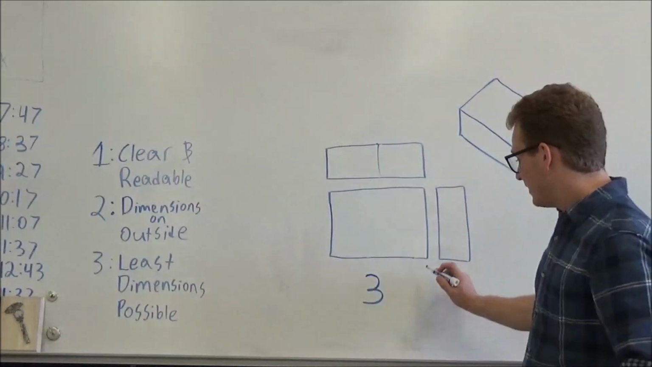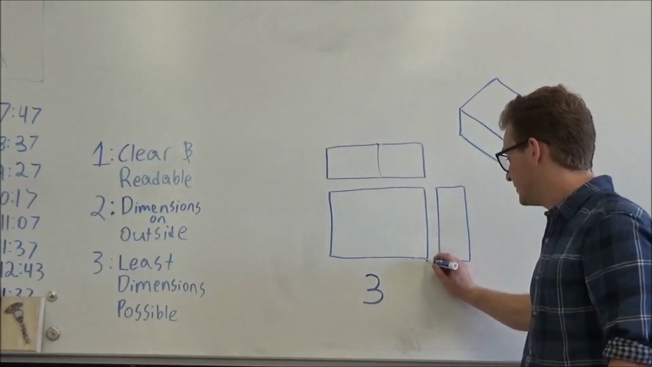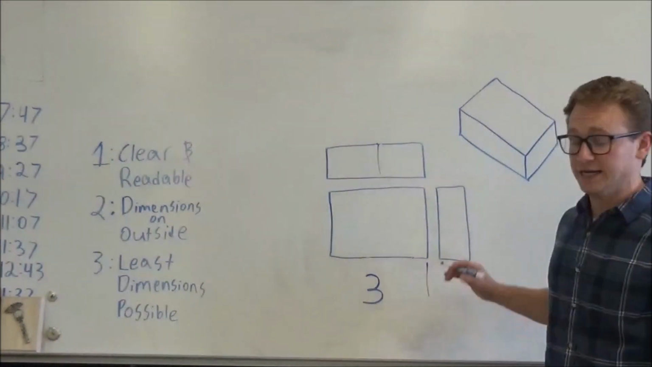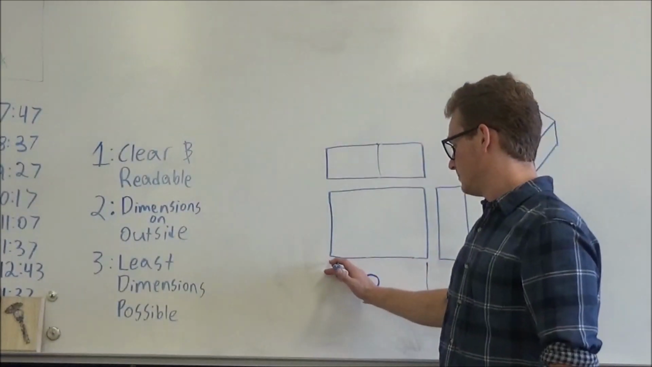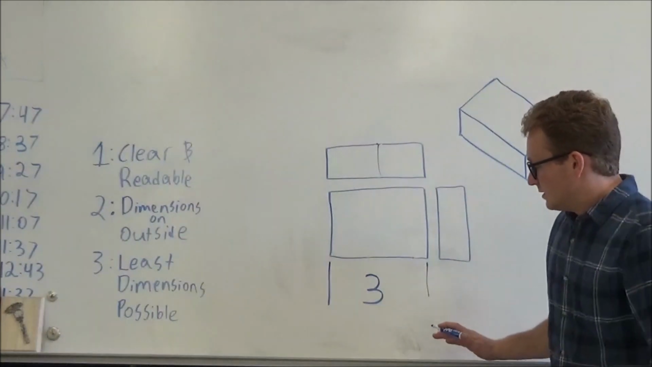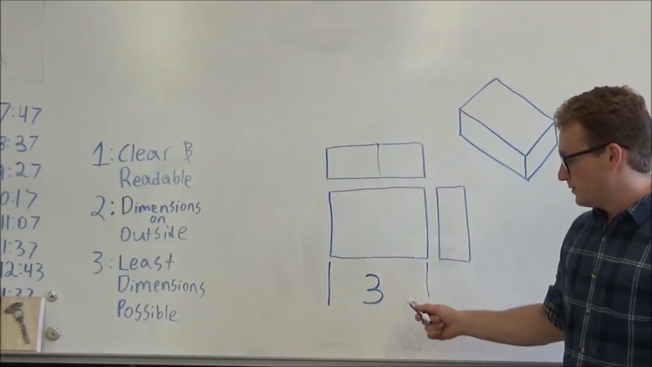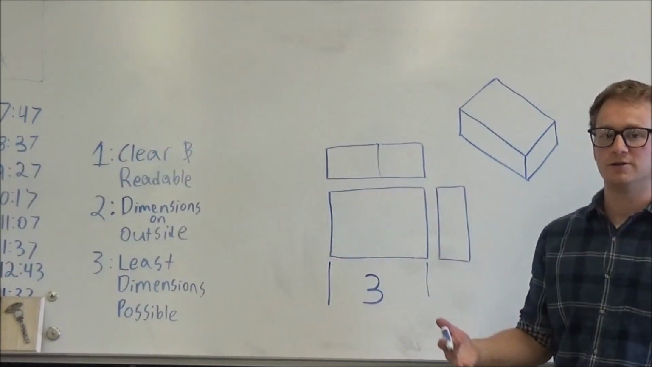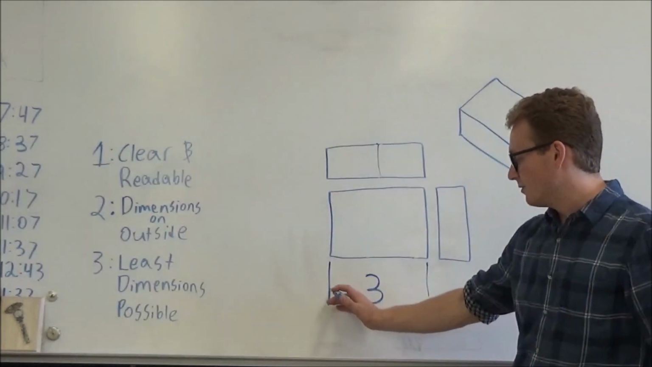Well, we use what's called an extension line. Extension line comes off the object. It's not touching the object. If it's touching it, it's wrong. It's just slightly hanging off the edge of the object. Now we have these 2 lines here. How do we show that this 3 goes to those 2 extension lines? We use what's called dimension lines. They're little arrows.